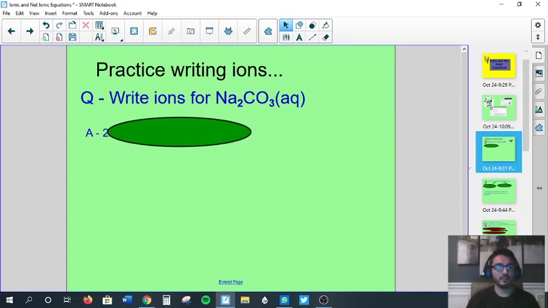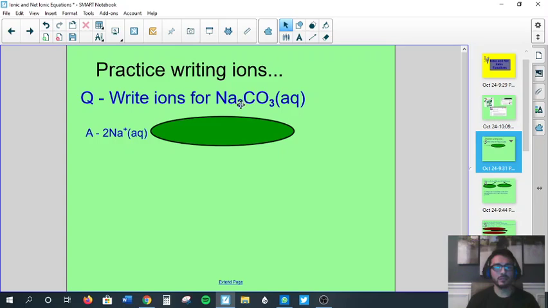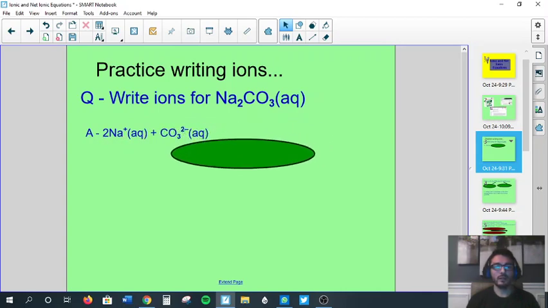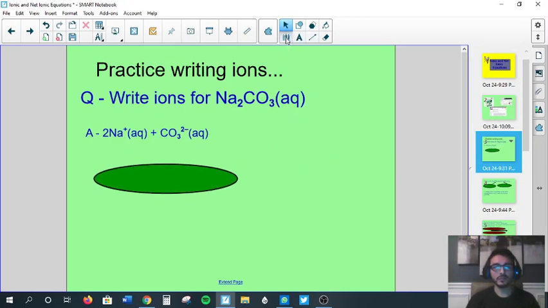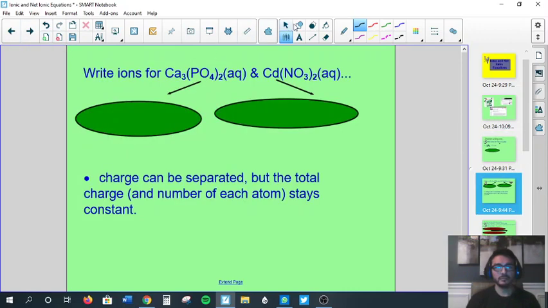Okay, so we have sodium and carbonate. Now, your answer is we have 2 sodium ions, right? It does have to be balanced. So that 2 subscript means that there are 2 sodium ions. So when we dissociate this, we get 2 sodium ions and 1 carbonate ion. Don't forget, since they're ions, we do need to make sure that the charge is present, right? You have the correct coefficient that matches the number of sodium ions there are, and that you include aqueous. Okay, so moving on. Okay, let's practice again.